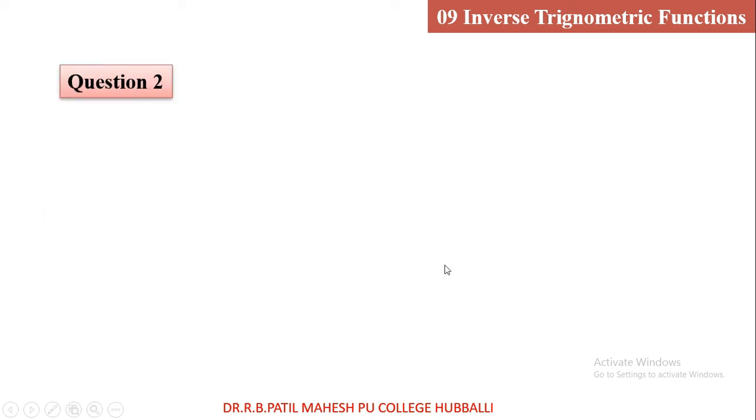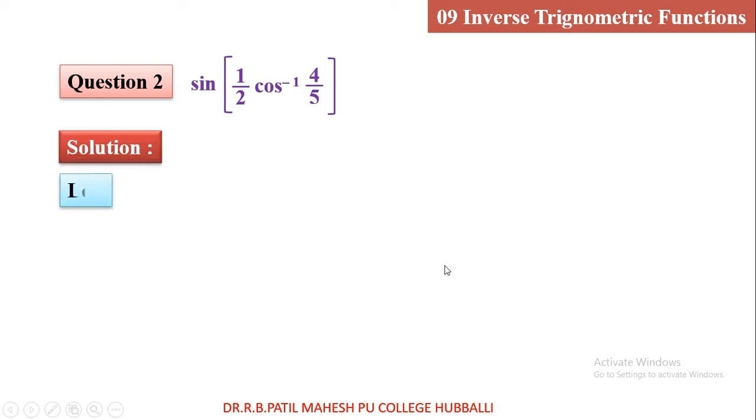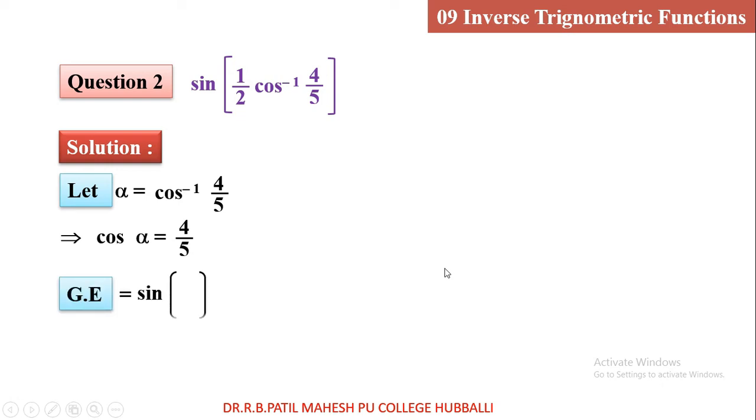Question number 2. The value of sin of 1 by 2 into cos inverse of 4 by 5. This value we are going to simplify now. Solution. Let me take alpha equal to cos inverse 4 by 5. So that cos alpha is equal to 4 by 5. Then the expression will be converted into sin of alpha by 2, because 1 by 2 into alpha. So sin of alpha by 2 formula, just now we got in the note section, that is root of 1 minus cos alpha divided by 2.